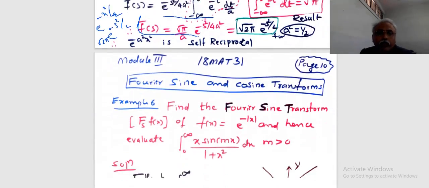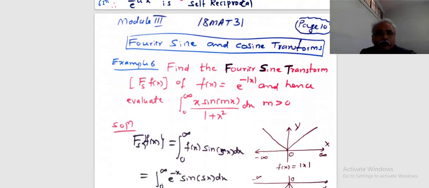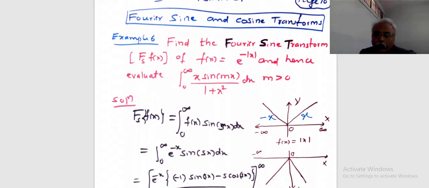Let us see the next example. Find the Fourier transform of e raised to minus mod x, and hence show that this. Now what is the mod x curve? Mod x is plus x in the positive range. Mod x is minus x in the negative range. So for the purpose of knowledge, I wrote the minus mod x curve here. This comes down, it is negative. So just ignore this part.